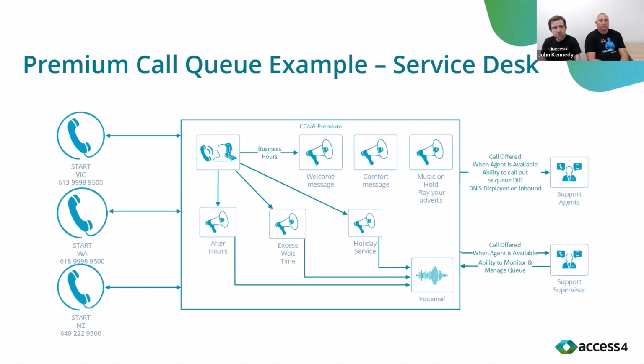Then finally, we've got our premium call queue. So this could be something more like a service desk where you may have multiple inbound lines for different customers coming inbound. So you want to know which customer's calling in, you can get that applied. The agent can know which customer's coming in or which state it's coming in from. The agent may also need to call out of some of those different DIDs as well.